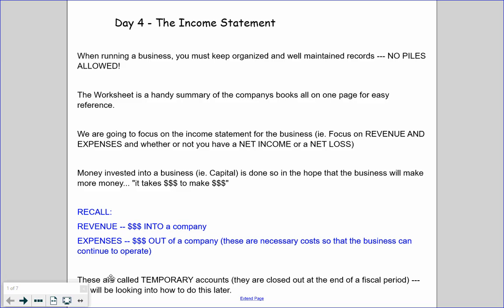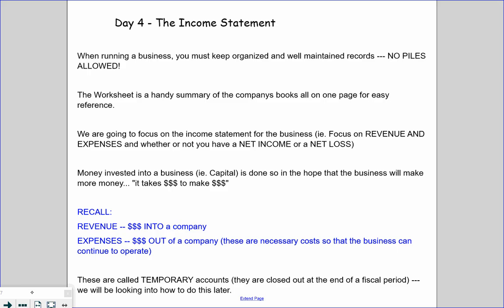Okay. So a couple of things. Revenue is money into the company. Expenses is money out of the company. So these are, again, necessary expenses that you need to run your business. So first thing, these are called temporary accounts. So revenue and expense accounts are called temporary.